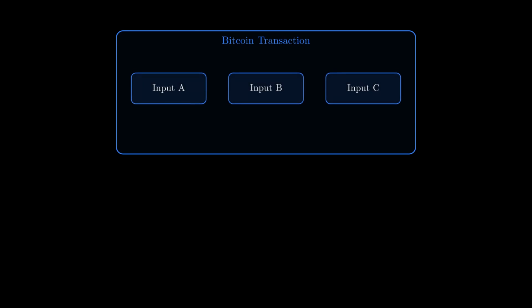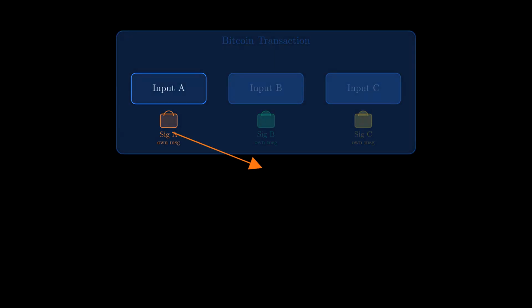Here's the key structural fact. Each input in a Bitcoin transaction is signed independently. A transaction with three inputs has three separate signatures, each produced by potentially different keys, each committing to its own message. That independence is the seed for everything that follows.